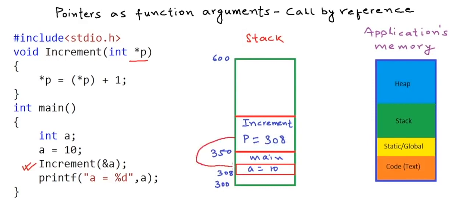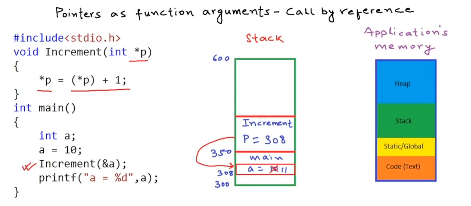So p is pointing to a. Now in this statement, when we say asterisk p, we dereference this address. So we are saying here that asterisk p is the value at the address stored in p. So we say that increment the value stored at address p by 1. The value stored at address 308 gets incremented by 1. So a is now 11.